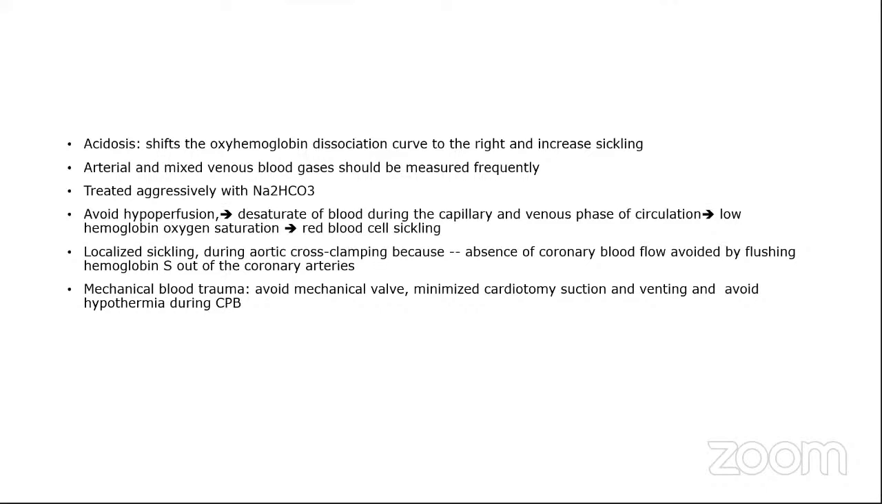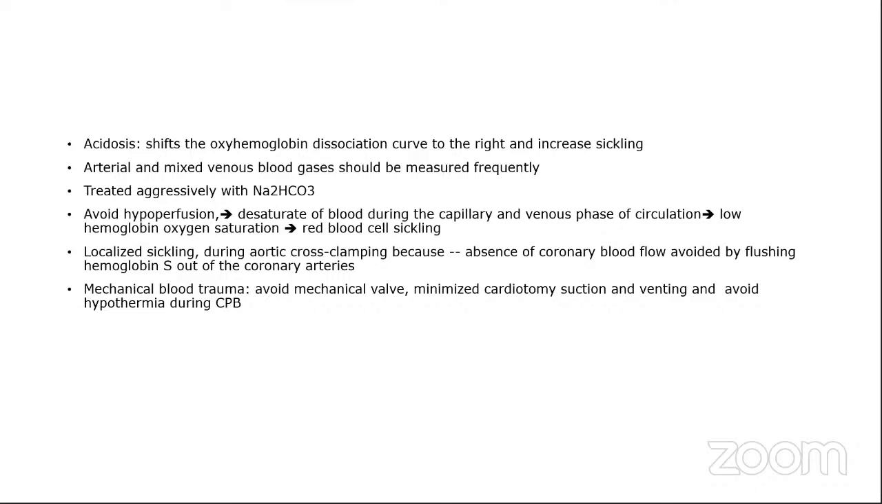For the acidosis, which also can provoke the hemolysis, sickling and hemolysis, it's mainly concentrated in the shifting of the oxyhemoglobin dissociation curve to the right, where increasing the sickling. This is the curve where the oxygen attached or detached, load or unload from the hemoglobin to the tissue, for sure.